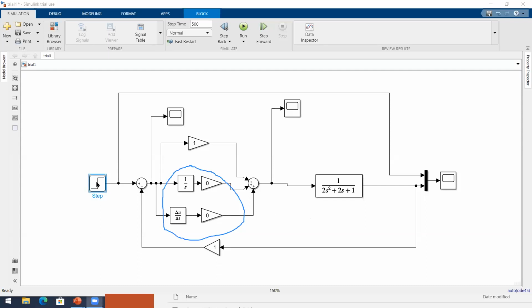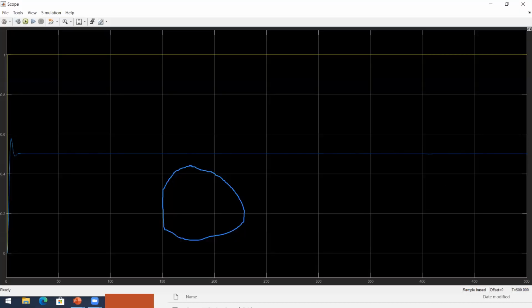So you put a step input as 1, so the desired output is 1. I'll run this and then check the output. So what do you see here? What value do you see? Yes, sir, it's close to 0.6. This is 0.6 here, this is 0.5. Okay, it is 0.5.